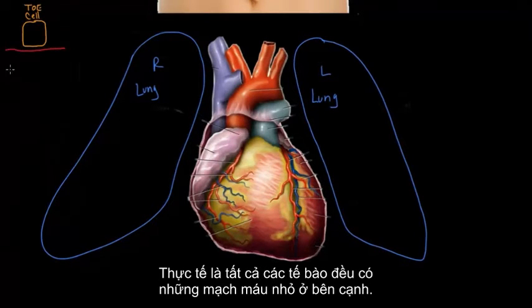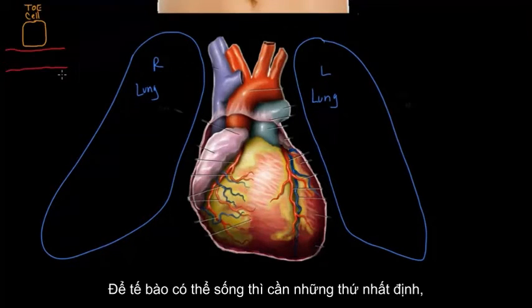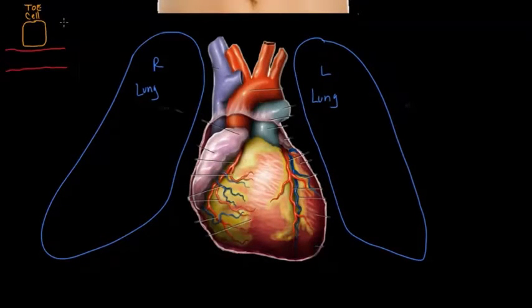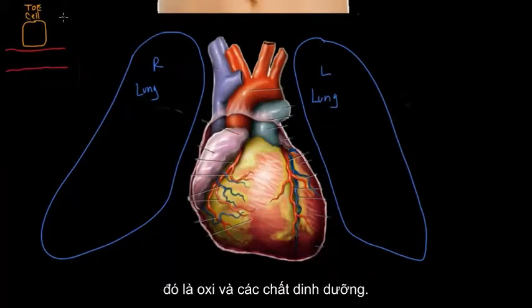In fact, every cell in our body has a little blood vessel that's nearby. And this toe cell is just trying to make a living. And toe cells need certain things, right? They need, for example, oxygen. I'll write it in white so it's very clear. They need oxygen. And they need nutrients, right? So cells need certain things to live and be happy.